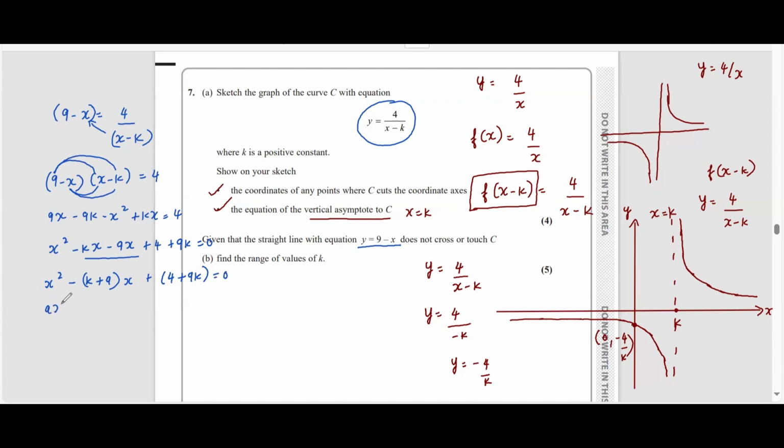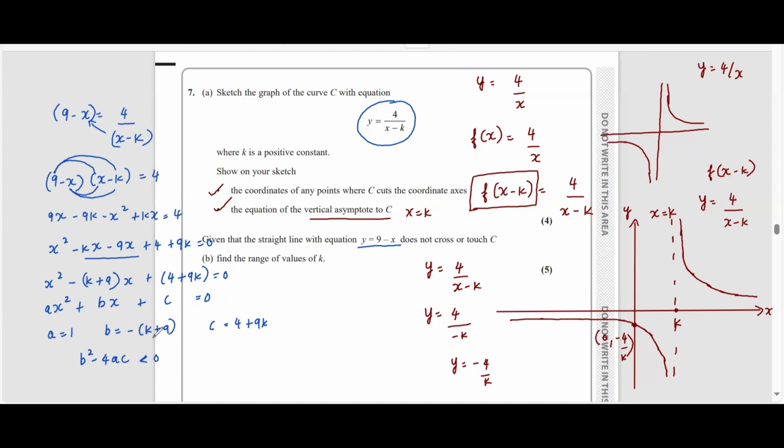So we know the standard form is ax square plus bx plus c is equal to 0. When you compare them, you will get a as 1, b as minus of k plus 9, and c is 4 plus 9k. We know that it does not cross or touch C, therefore b square minus 4ac is less than 0. Find the range of values of k.